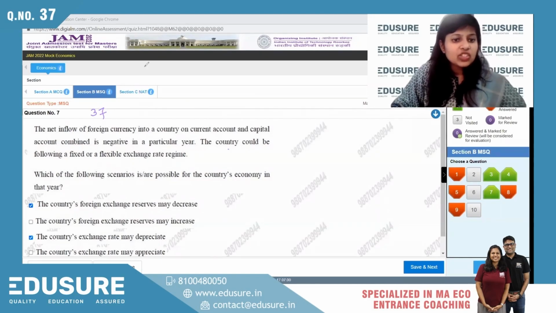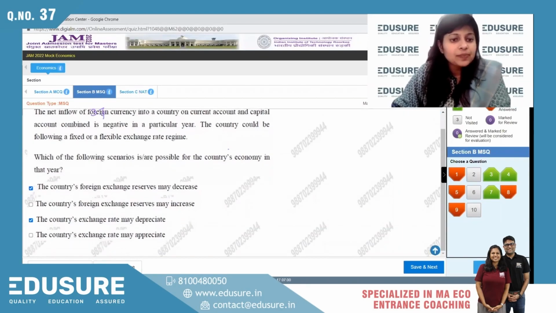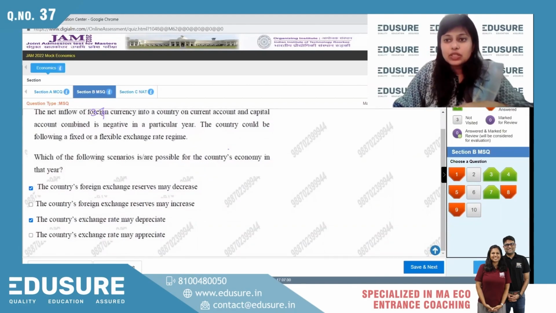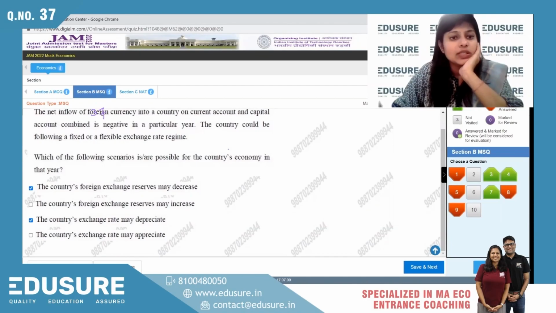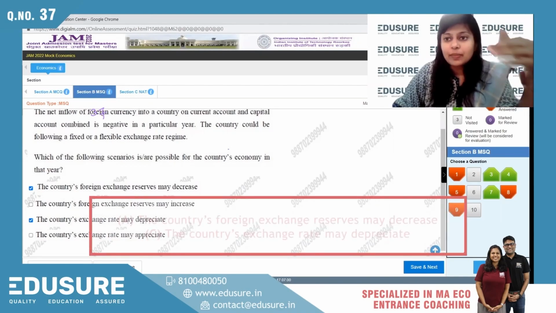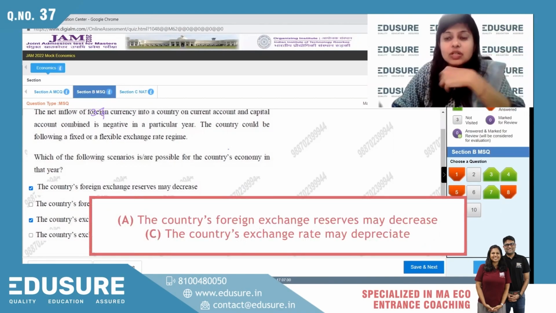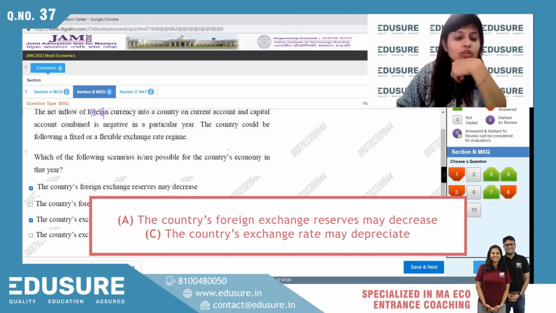The country's exchange reserves may decrease, correct? The country's exchange reserves may increase. That's highly unlikely. The country's exchange rate may depreciate, which is very likely. And the country's exchange rate will appreciate. Appreciation is not likely because the demand for currency is obviously falling since the net inflow of capital is negative. So that means the demand for the currency is not there. So this is also highly improbable. So two answers seem correct.